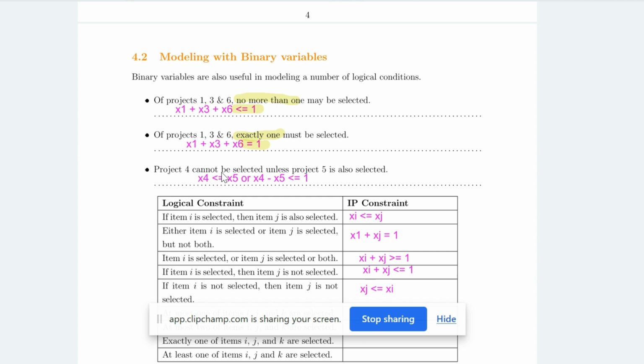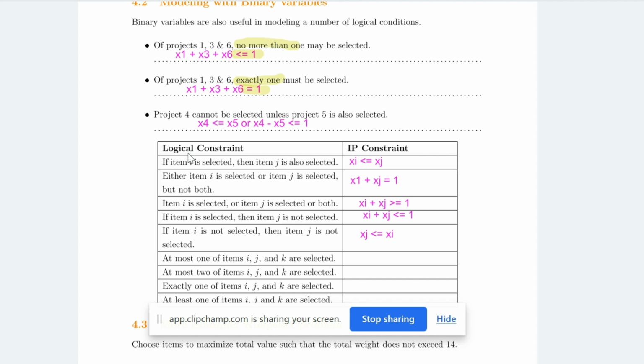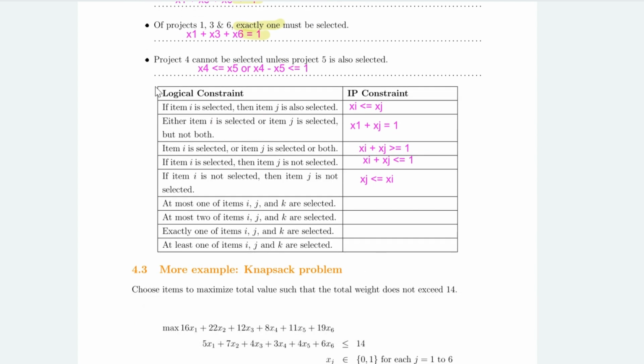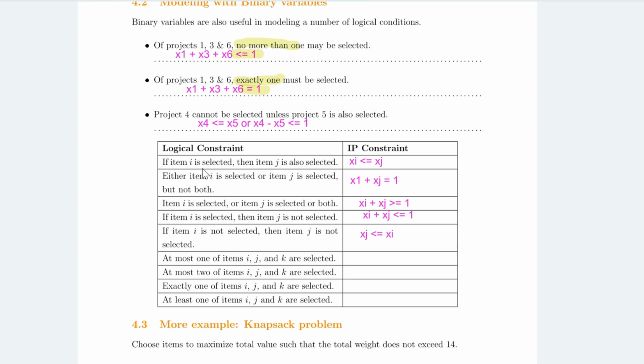Project 4 cannot be selected unless project 5 is also selected. So if x4 is 1, then x5 is automatically 1. But if x4 is 0, then x5 can be either 0 or 1. This is similar to the general case: if item i is selected, then item j is also selected. So if xi is 1, then xj is forced to be 1 because all these variables are binary. But if xi is 0, then xj can be either 0 or 1.